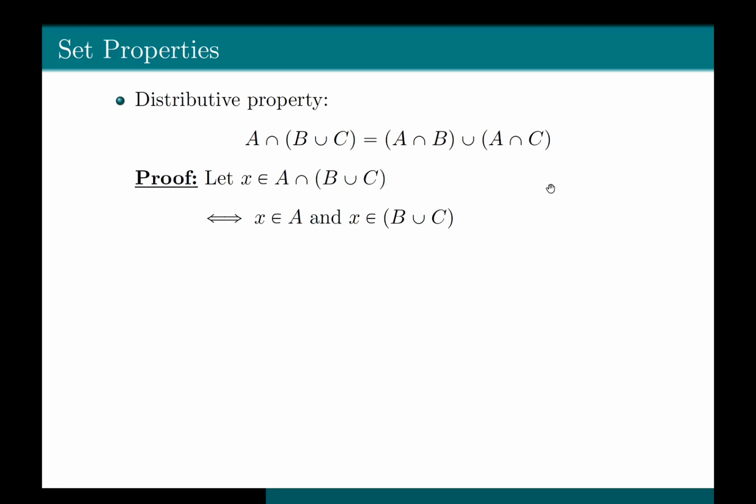Okay. So now if X belongs to A intersection (B union C), it implies, if and only if, that X belongs to A and X belongs to B union C. Okay. Now, just be attentive. What do we have next? We have that X belongs to B union C means X either belongs to B or X belongs to C.